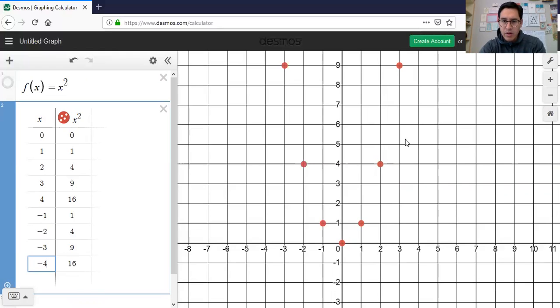And what we end up with here in the graph is a very unique shape. It looks sort of like a U, okay? We have a name for this shape. It's called a parabola.